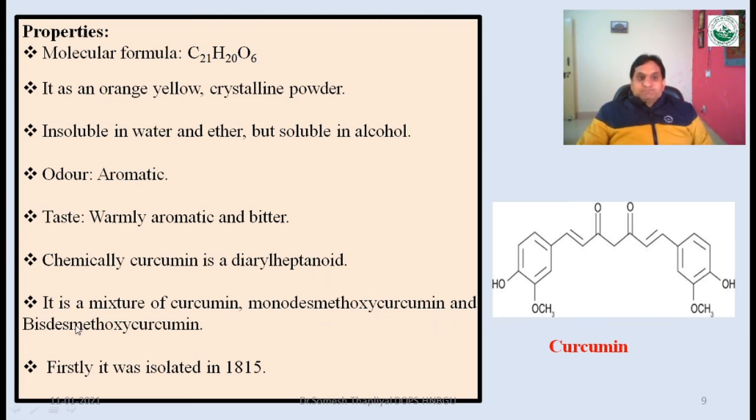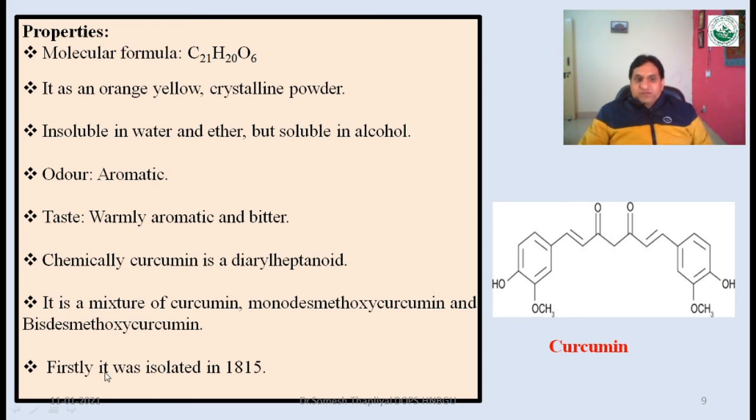atoms. And it is also a mixture of curcumin, mono-methoxycurcumin and bis-methoxycurcumin. So you can see that a methoxy group is present, and these curcumins occur in keto form and enol form. If you go into detail about the chemistry of curcumin you can see that, but in the pharmacognosy class we are just touching on this concept. This is the mono-methoxycurcumin and bis-methoxycurcumin.